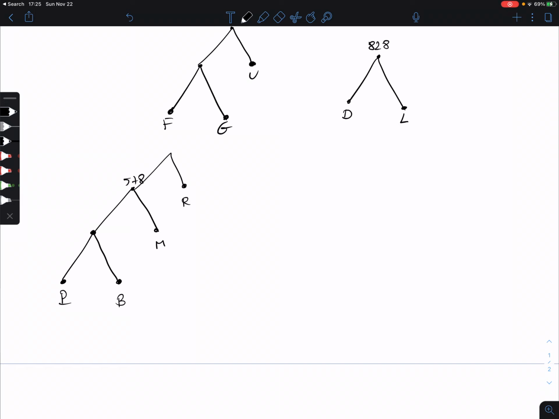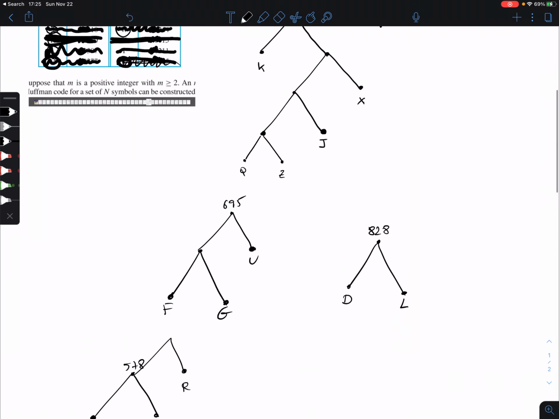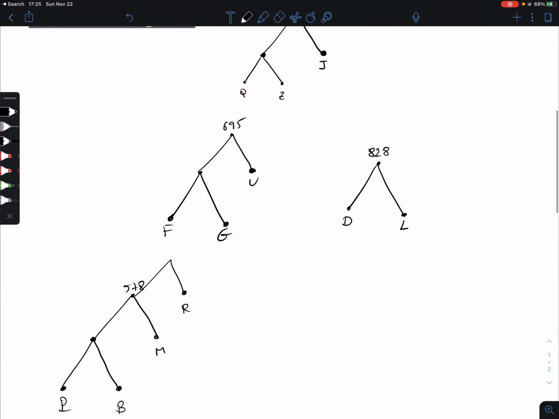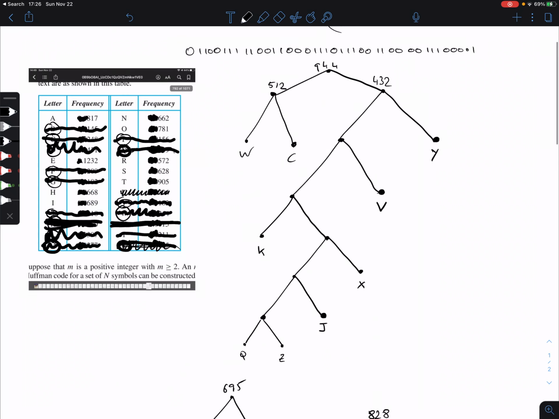Okay, so we have 578 plus the frequency of R, 572. 578 plus 572 is 1150. Okay, so we have now done R also.